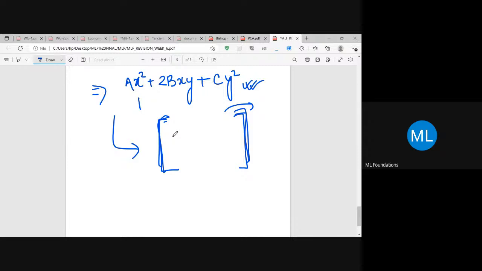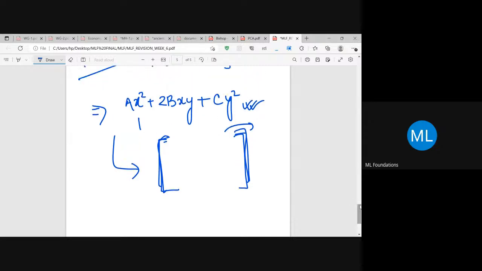Can somebody tell me how you will get the matrices out of this function? Is there any method that you have read in maths or maybe in stats? Have you heard about the Hessian matrices?